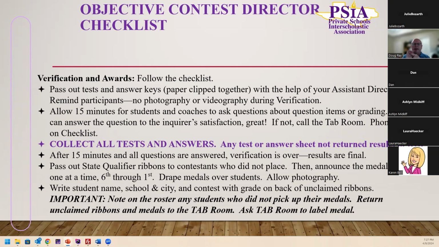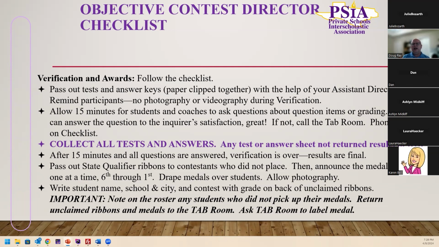For the ribbon, after verification is over and you're in the process of giving out the awards, you can write the student's name, school, and contest on the back of the ribbon. We need all three of those pieces of information. We need the school so we know where to send it to. We need the contestant name so they know who to give it to. And we need the event, the contest, and the grade so that the school knows what this ribbon is actually for. So make sure you have all three of those pieces of information on the back of the ribbon.